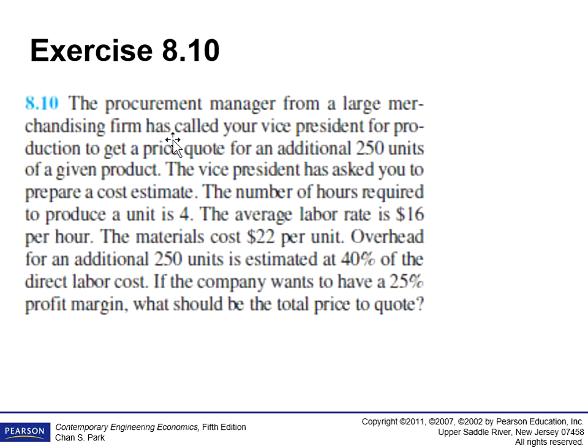Next one, 8.10. Again, you need to understand it, similarly to what we have discussed before for variable and fixed cost. The procurement manager from a large merchandising firm has called your vice president for production to get a price quote for an additional 250 units of a given product.